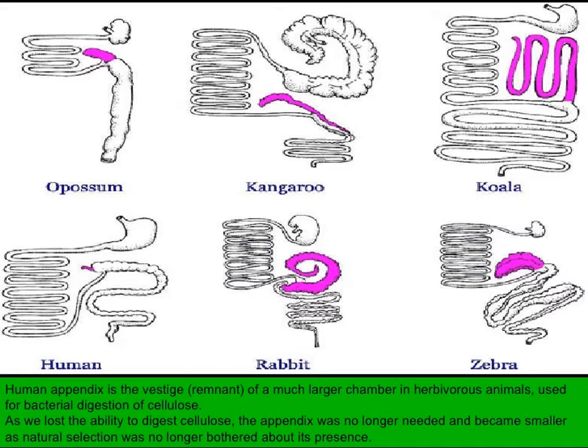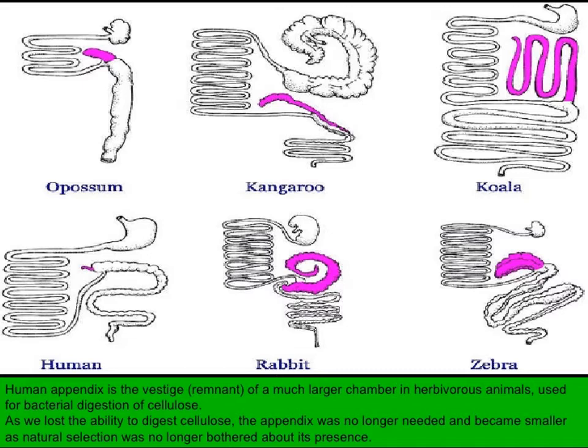A kangaroo is a grazer, so they have quite a large appendix. A koala is eating very rough foliage with that eucalyptus, so theirs is huge to help them get nutrients out of that food source. Rabbits are grass eaters, quite large. Zebra, grass eater, quite large. And so we are obviously not eating that diet anymore.